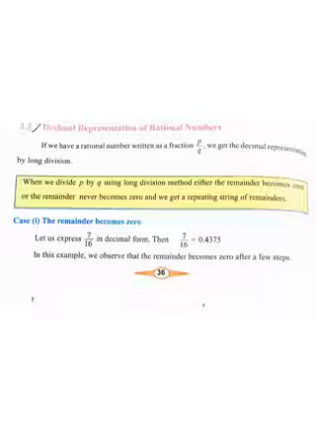Next, let us see the decimal representation of rational numbers. So, in smaller classes, you studied long divisions and all, isn't it? So, if we are dividing a number by another number, sometimes we will get the remainder as 0. Sometimes we will get the remainders other than 0. So let us see the two cases. Case 1, the remainder becomes zero.